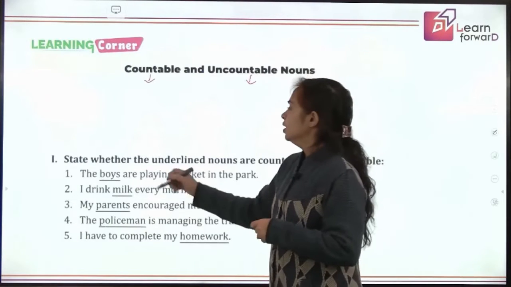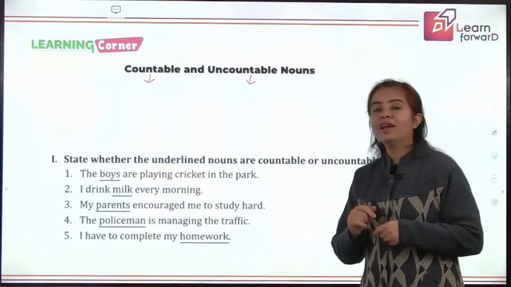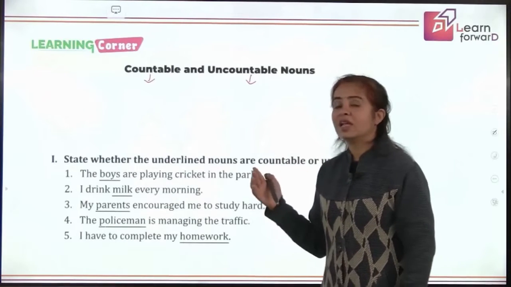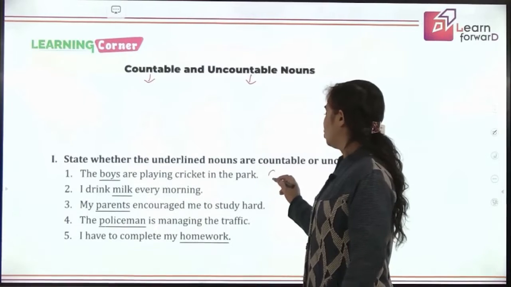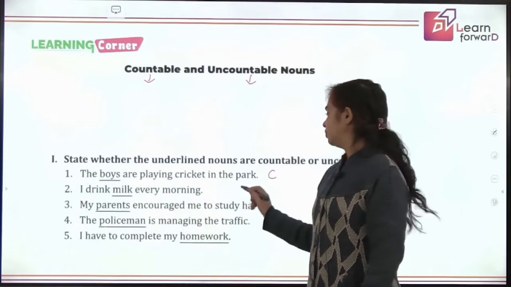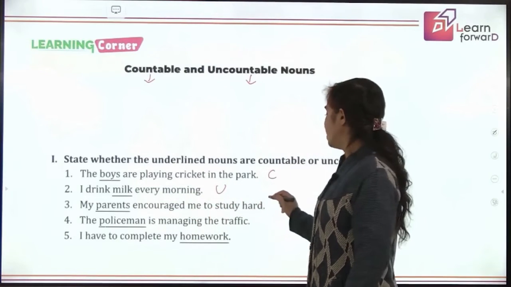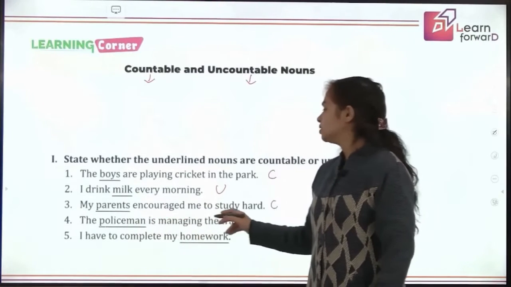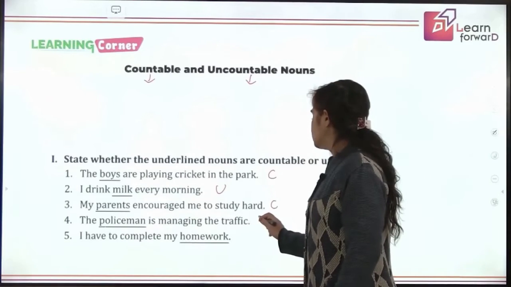Good. So state whether the underlined nouns are countable or uncountable. We have the nouns here and you'll just check out whether they can be counted or not. Boys, yes, we can count boys. So it's countable. I drink milk. Is it countable? Very good. It's not. My parents. Yes, of course. We can count parents. So it is countable. The policeman is managing the traffic. Yes, you can count the policeman.